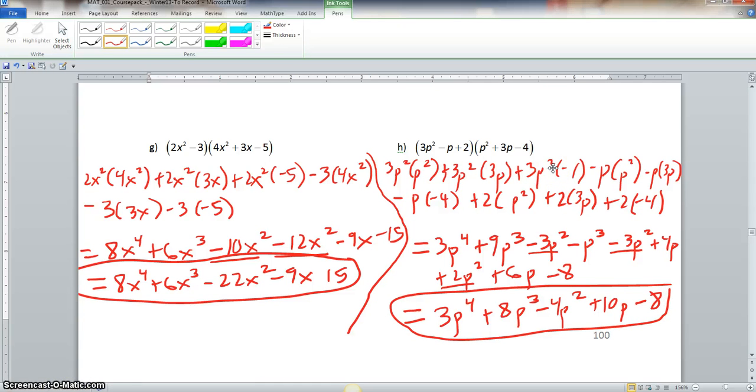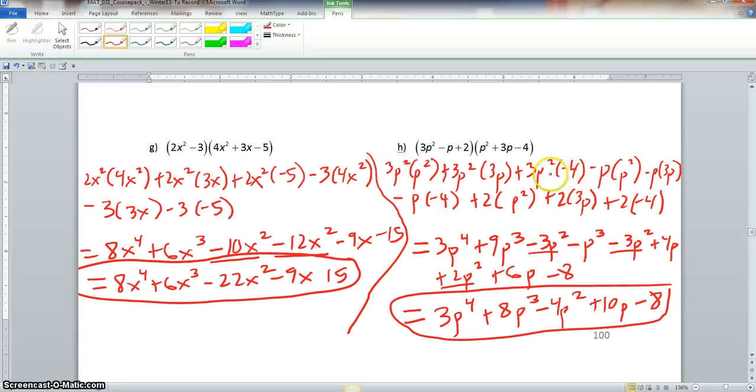Okay, class, I caught a little error here. In the previous problem, when I wrote this as a negative 4, for some reason the negative 4 disappeared and left me with a negative 1. So what I need to do is change this to a negative 4 and make the adjustments in the problem. So this actually should be negative 4.